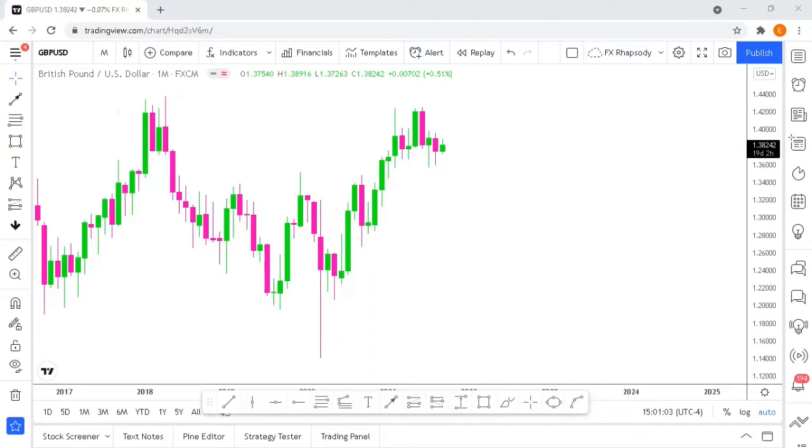Today we're going to be looking at the British pound US dollar and also the British pound Japanese yen.